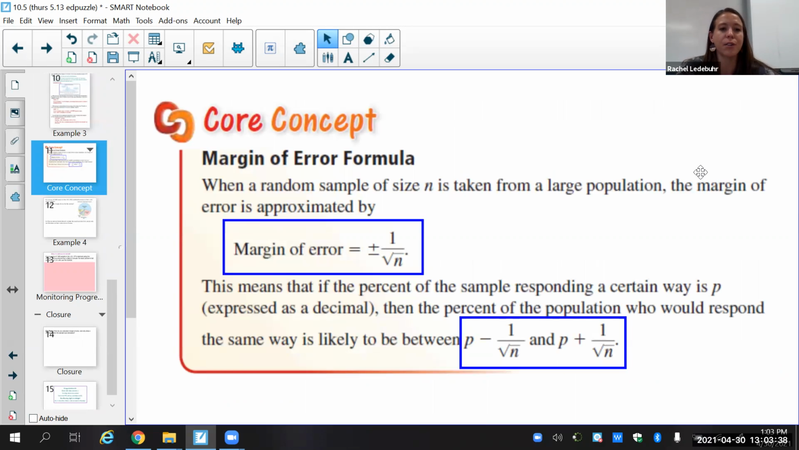Okay, just a few more things to go through here, and it's margin of error. When a random sample of size n is taken from a large population, we do have to consider our margin of error, okay? Basically the margin of error is just plus or minus 1 over the square root of the sample size. This means that if the percent of the sample responding a certain way is p, then the percent of the population who would respond the same way is likely to be in an interval where we subtract the margin of error and then add it. All right, let's see what this looks like.